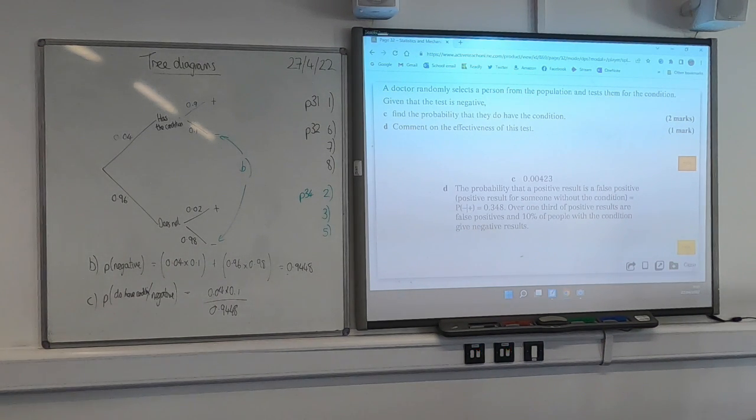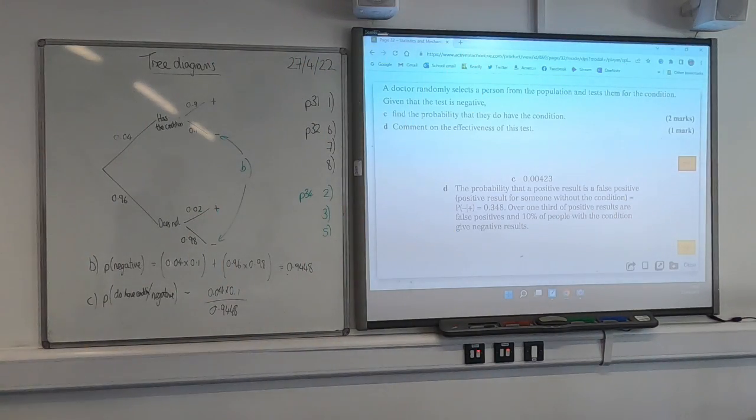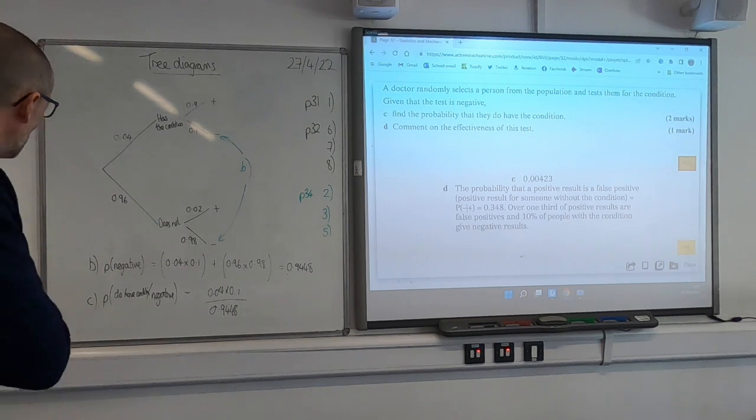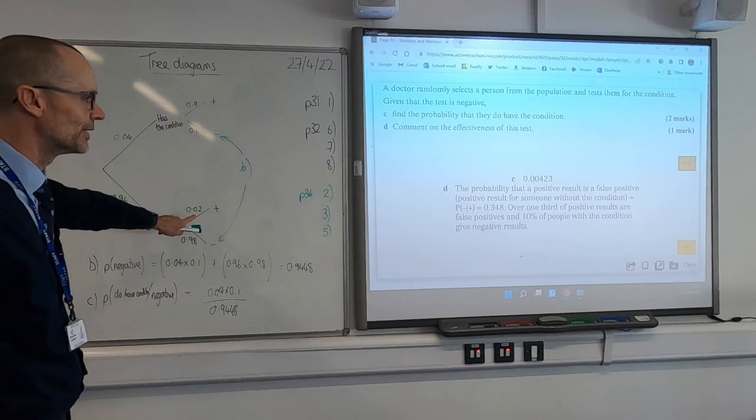So that is the probability that they are negative, given that they do have the condition. So that is a false negative, which is okay. But actually, Jacob, I didn't quite answer that correctly, did I? Because they are commenting on more than just part C. They're commenting on the chance of a false positive. So the chance of a false positive is 0.96 times 0.02.